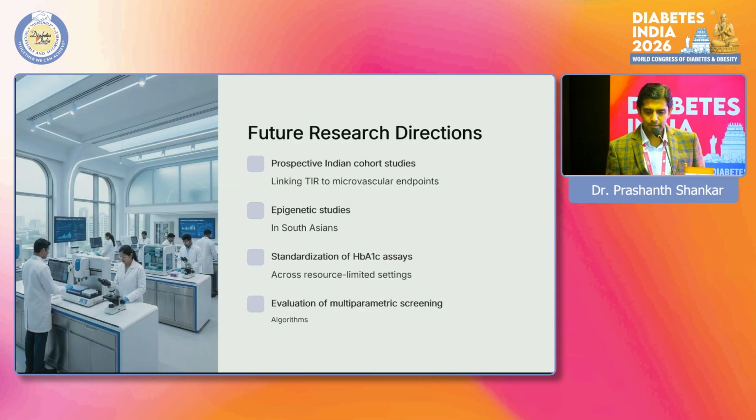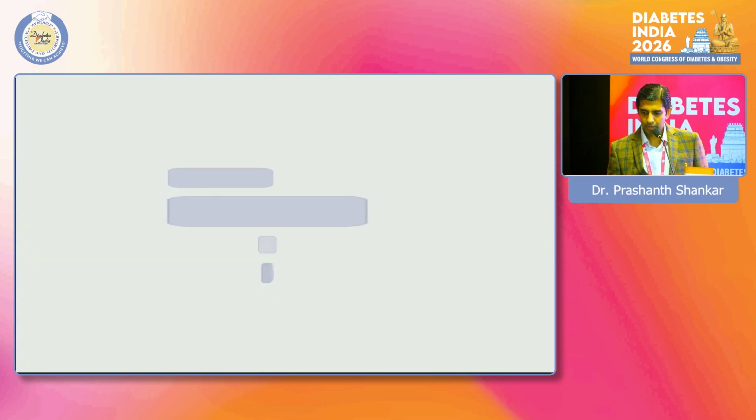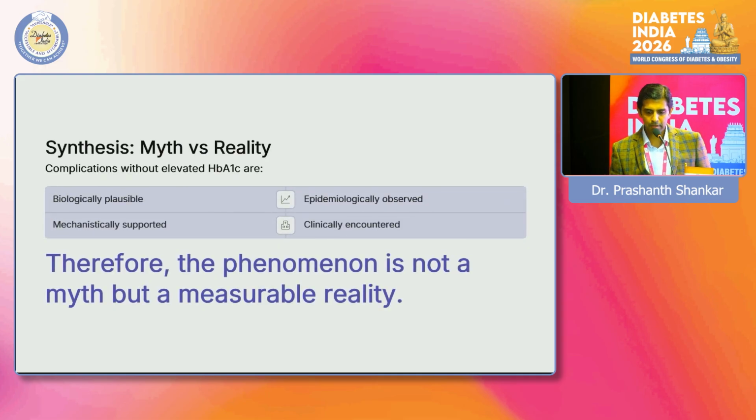Future research directions: prospective cohort studies are required. Epigenetic studies in South Asians, we have studies, but we still require many more. Standardization is again a big ask, and evaluation of multi-parametric screening with algorithms is very important. So this answers the question, the myth versus reality. Complications without HbA1c are biologically plausible, epidemiologically observed, mechanistically supported, and clinically encountered. So therefore, the phenomenon is not a myth, it is a measurable reality, which answers the question which I put forward.